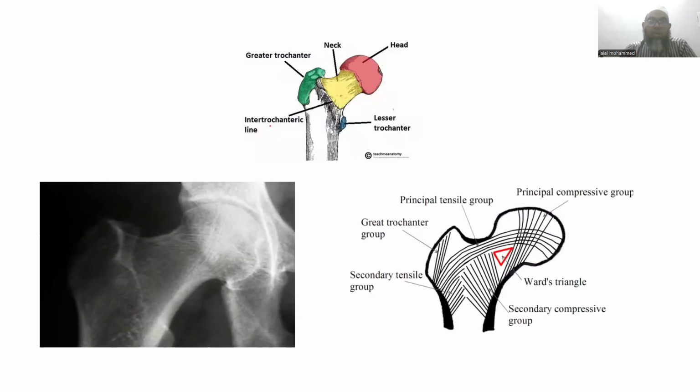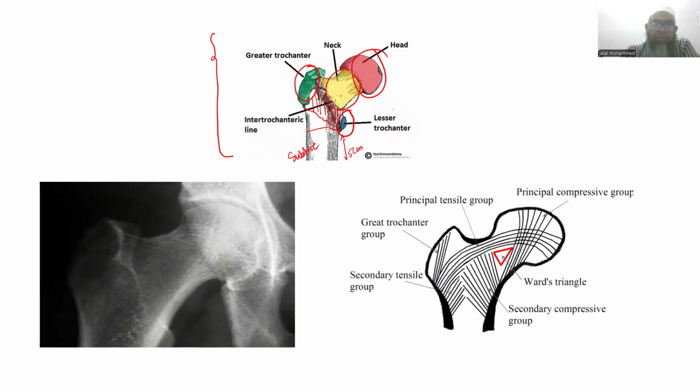Before starting, I just want you to know what the parts of the proximal femur are. This is the head of the femur. This yellow one is the neck of the femur. This is the greater trochanter, and this is the lesser trochanter. The area between the greater and lesser trochanter is called the intertrochanteric area. And below the level of the lesser trochanter, within 5 centimeters, is the subtrochanteric area.